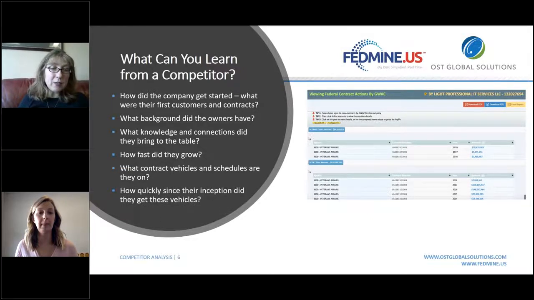Also, how quickly since their inception did they get all these vehicles? Did they use the vehicles they got right out of the gate, or did they not? So that could be really an interesting story to read into. So I'm going to let Lindsay actually show some of this, and we're going to do a little bit of investigative example here to show you how that thought process would happen.